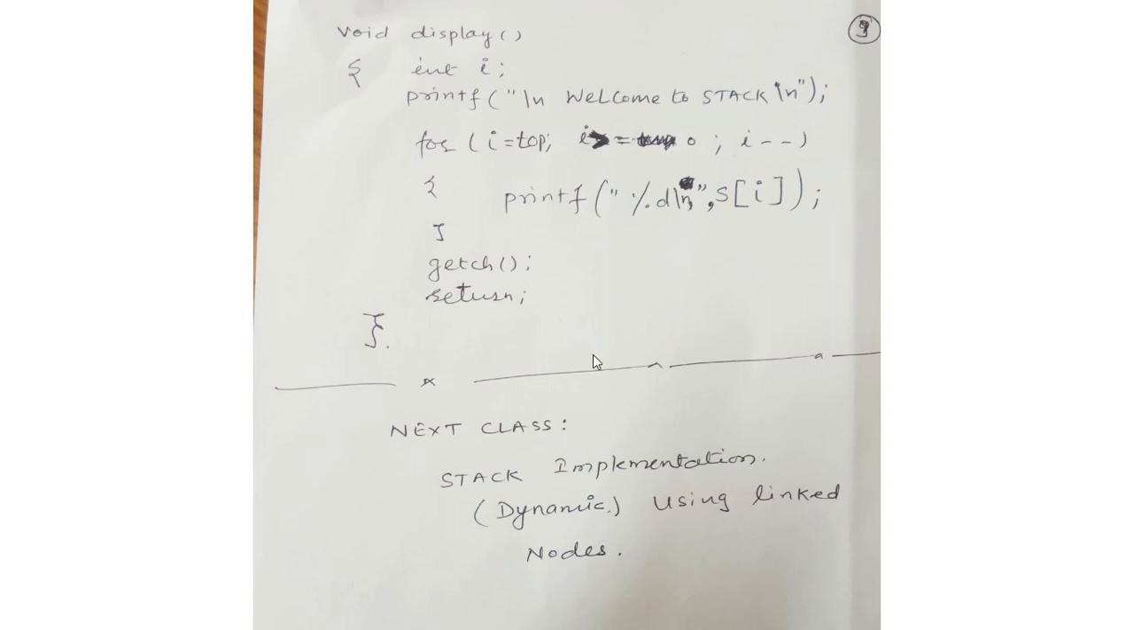See, while preparing this, I missed one thing here: if the stack is empty, this will not give any message. If the stack is empty, top will be -1, so the loop will not run. I equals to -1, i greater than equals to 0, so this condition is false here and nothing will be printed. The screen will remain empty. So if you want that it should not be empty and a message should appear, then you can write here if and else. If top equals to -1, printf stack is empty, else, and this whole loop you can give in else.